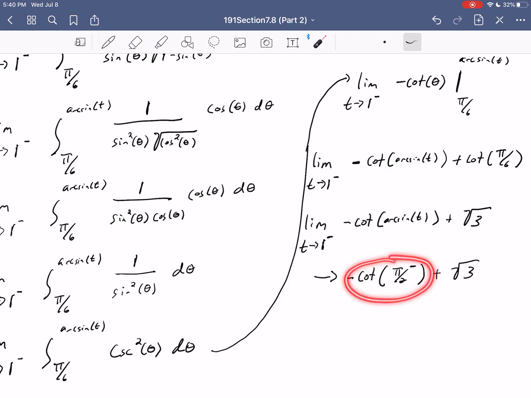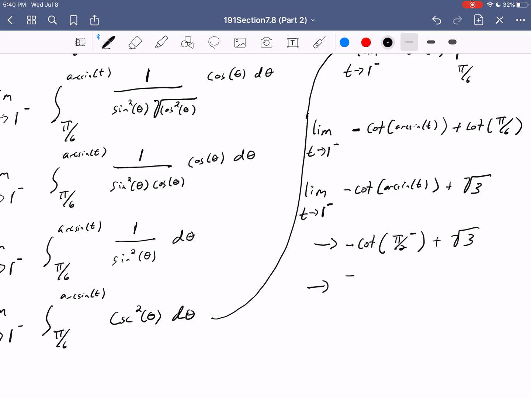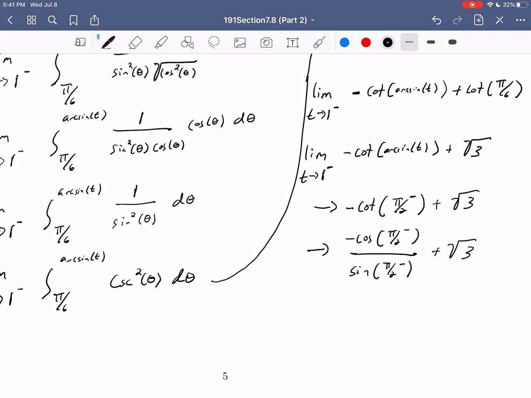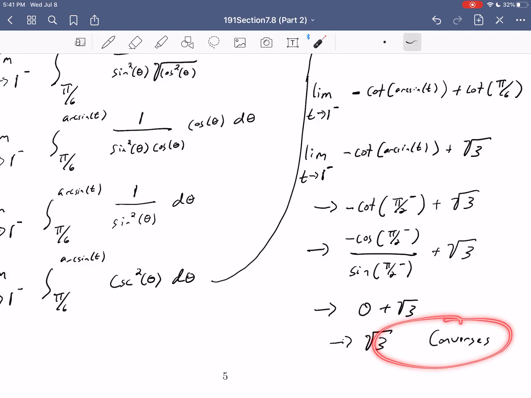Now, since we're approaching pi over 2 from the left here, well, remember cotangent. We can think about this as sort of negative cosine of pi over 2 from the left over sine of pi over 2 from the left. Again, there's technically like a little limit here, but that's okay. Plus root 3. And of course, up here, that's going to go to 0. Down here, that's approaching 1. 0 over 1, well, that's actually nothing bad. That's just 0. So this approaches 0 plus root 3. So this means that this approaches root 3. So we found another one that converges here. This is another example of an improper integral that converges.